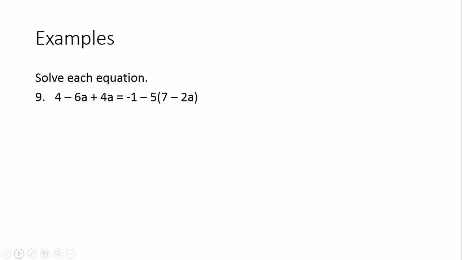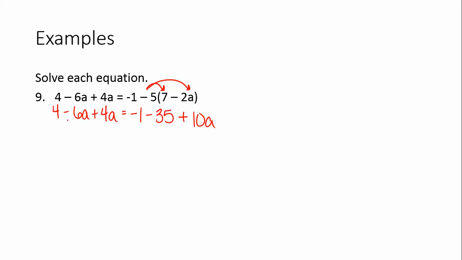So as I look at number 9, I do see the distributive property over on the right-hand side, so I'm going to go ahead and take care of that first. When I do the distributive property, I keep everything else the same. So now I'm doing negative 5 times 7, so that's minus 35 or negative 35. I have a negative 5 times the negative 2a, so a negative times a negative is going to give me a positive 10a.